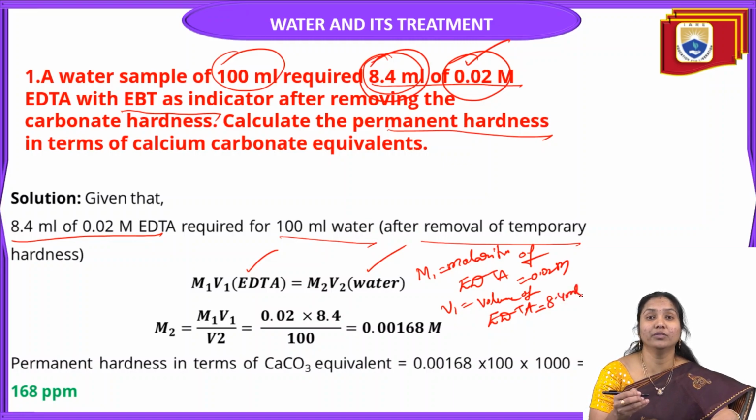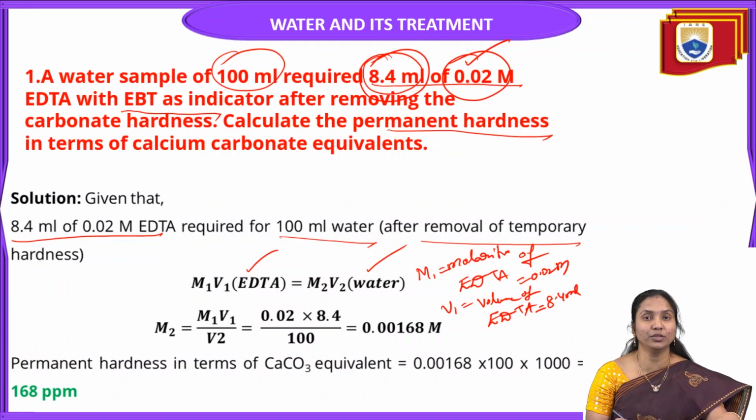So what is the formula we are using for this purpose? M1V1 equal M2V2. In this case, M1V1 is related to EDTA and M2V2 is related to water. Here M1 means the molarity of EDTA, which is already given in the problem as 0.02, and V1 is the volume of EDTA required for the water sample, which is 8.4 ml according to the data.